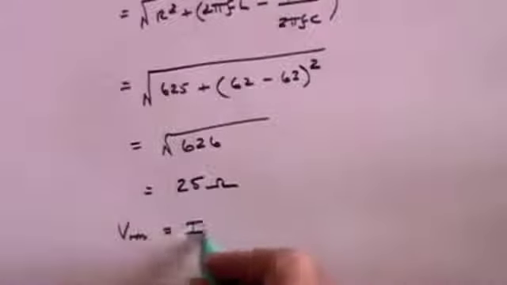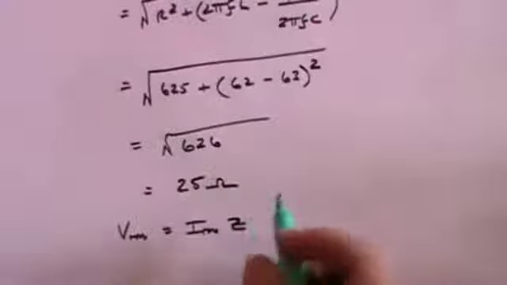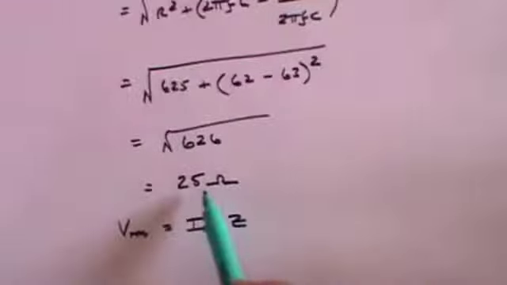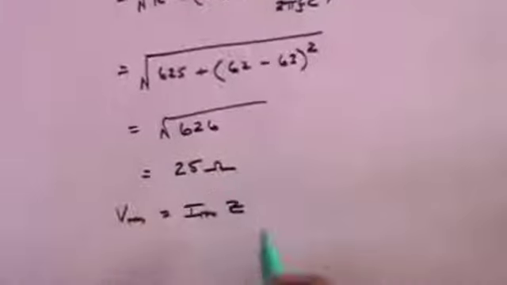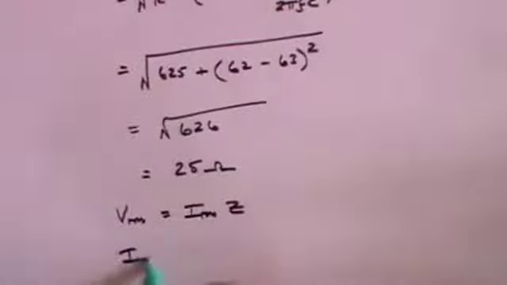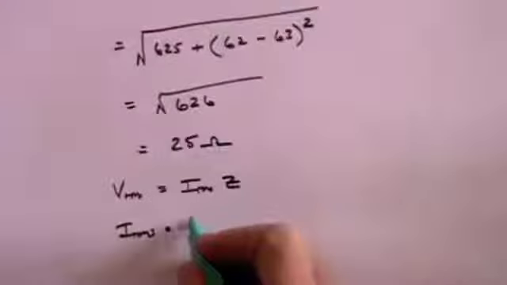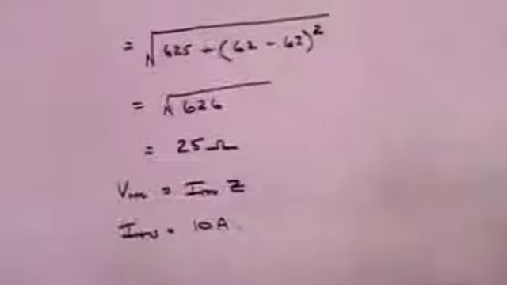VRMS is equal to IRMS times Z, and of course we know that VRMS is 250 volts. We've just calculated Z, so obviously IRMS is going to be VRMS, 250, divided by Z, which is 25. That means that IRMS is equal to 10 amps, which is a high current.